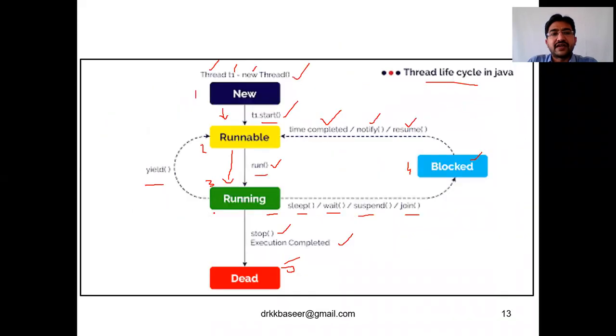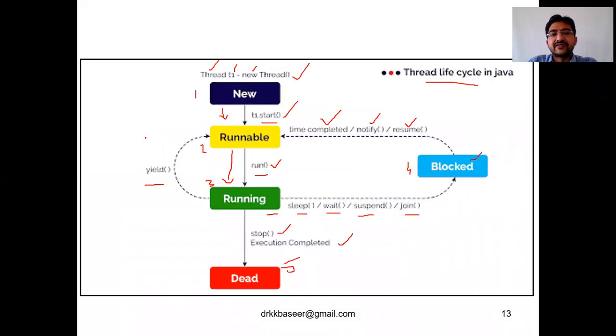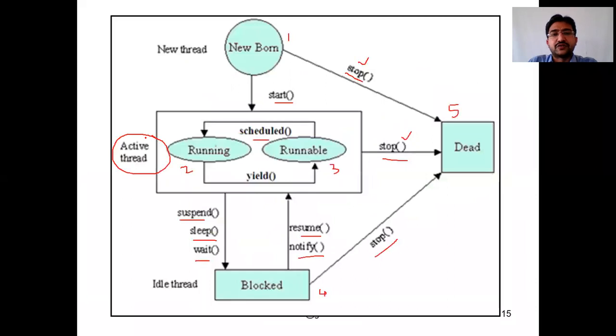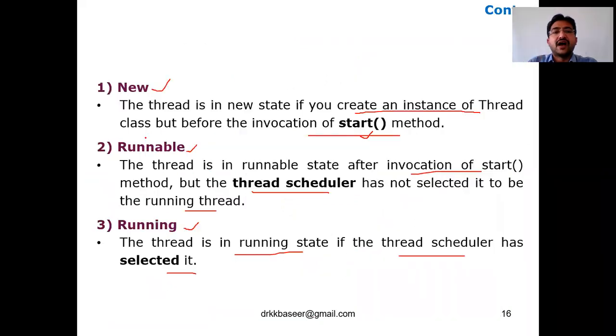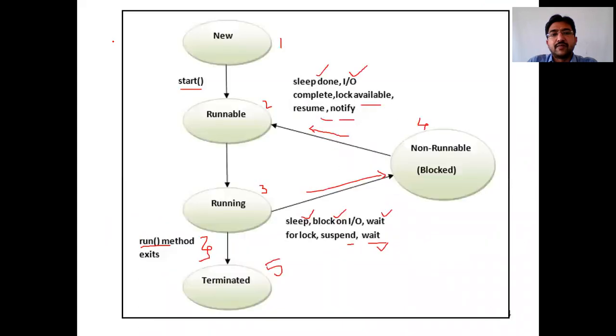Okay. So what we have learned in this topic, in the Java thread model, is what a Java thread is. It's nothing but an instantiation of the thread class. We have seen 3 different figures to understand the states of the Java thread model, and the different methods to move from one state to another state. So this is the explanation for the topic Java thread model. Okay.